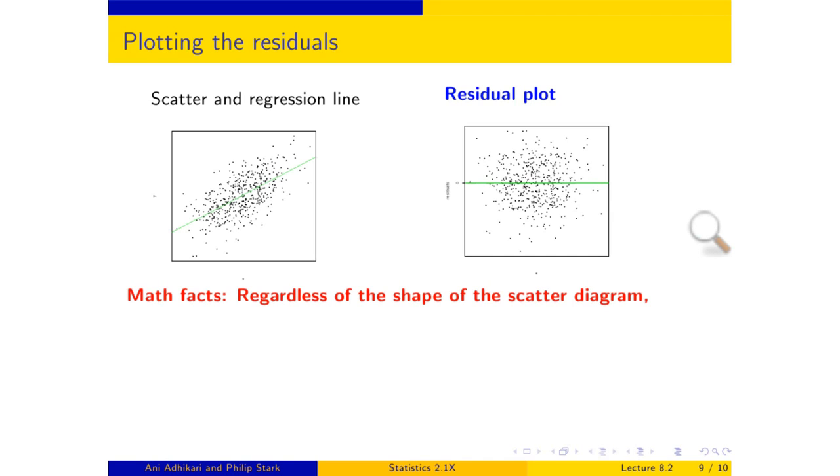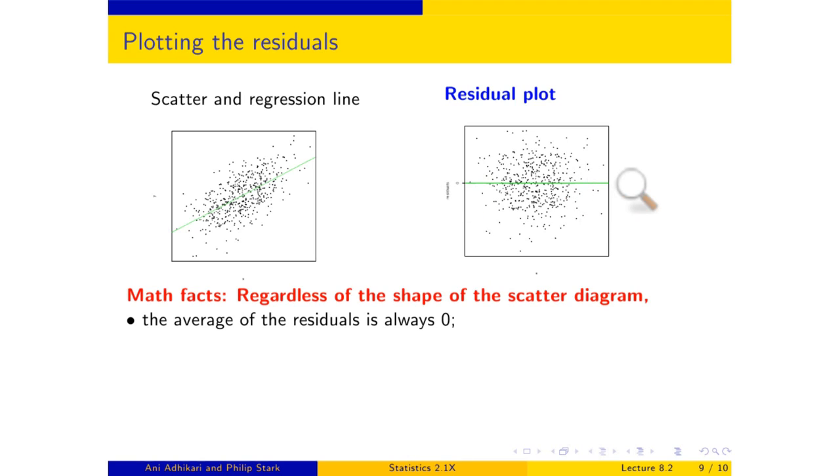And the mathematics says that no matter what the shape of the scatter diagram, it doesn't have to be a beautiful football like I have drawn, a couple of things are true. The average of the residuals is always 0. That's why I have drawn this line at 0 right here.